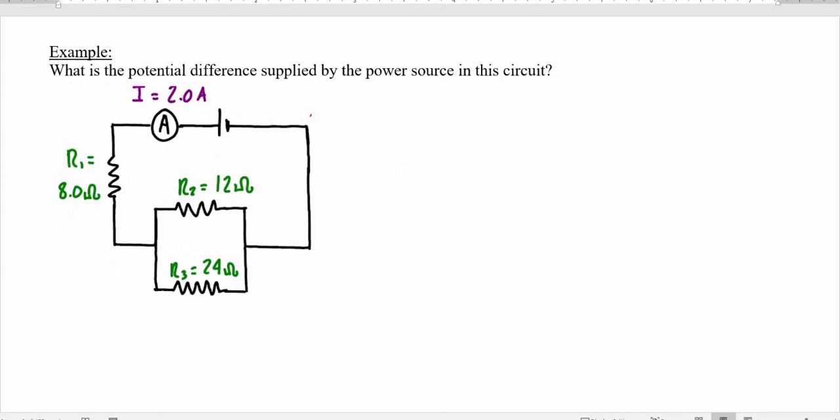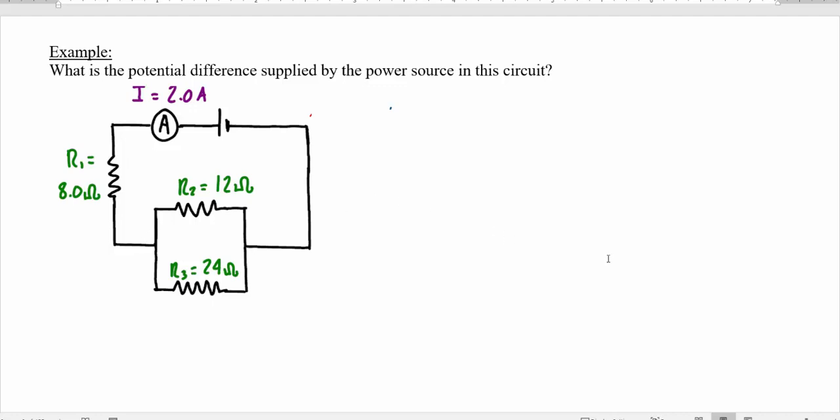Okay, we're going to look at another example here, and it's going to get a little bit more complicated. I told you the first thing you want to figure out is what kind of circuit you're dealing with. The first thing you might notice is we don't know what kind of circuit we've got, because R1 is in series with R2, R1 is also in series with R3, but R2 is in parallel with R3. So what we've got here is a combination circuit.